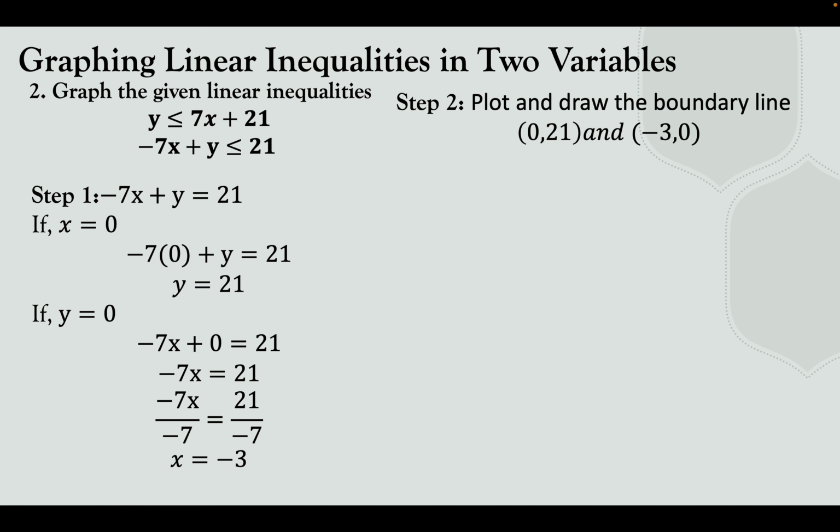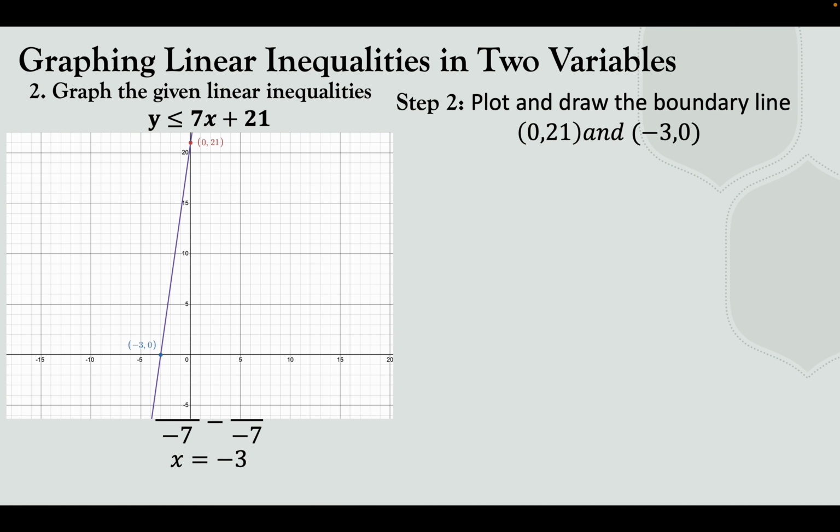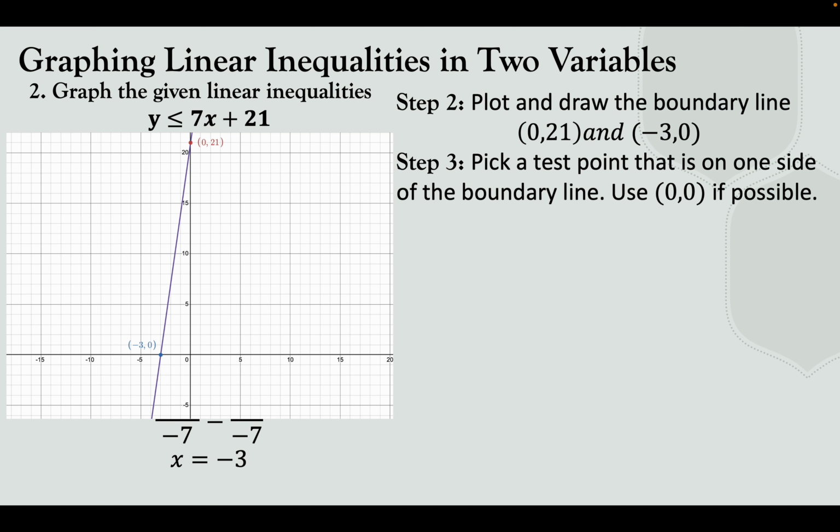So, what will you use here? Solid line or broken line? Since our inequality is less than or equal, we will use a solid line. Then connect the points there. And after that, we need to pick a test point on one side of the boundary line. We will use the origin, and then pick 2 different points from the other side of the boundary.